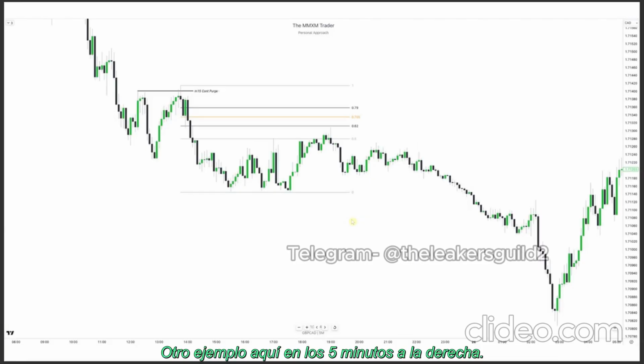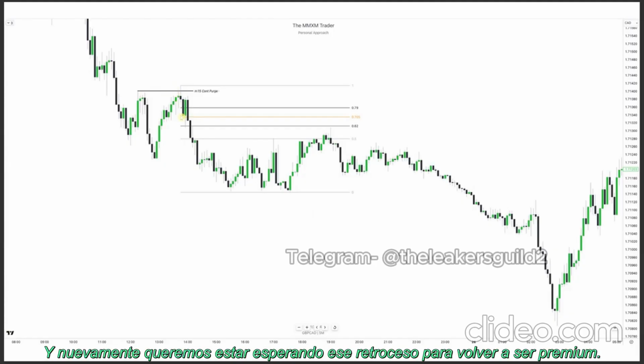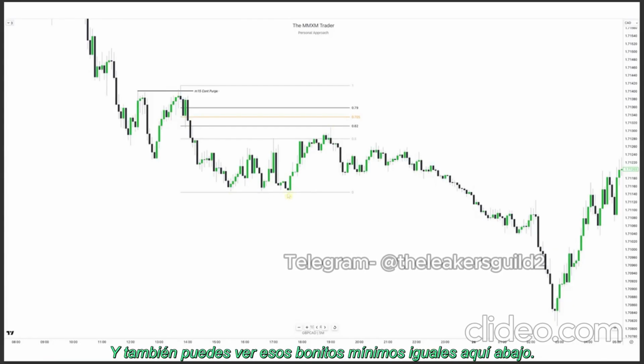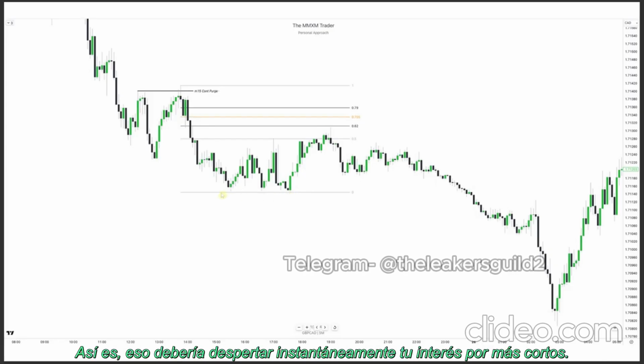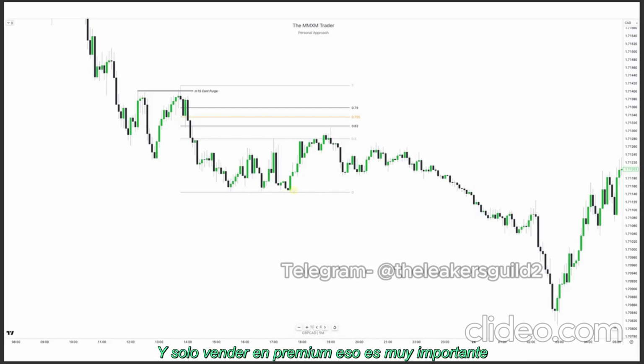So another example here on the 5-minute, right? 15-minute takes out that high, and then again we want to be waiting for that retracement back into premium, and you can see those nice equal lows down here as well, right? So that should instantly spark your interest for more shorts, because they're engineering sell side liquidity over here, and you want to be targeting that and only sell in premium, and that is very important.